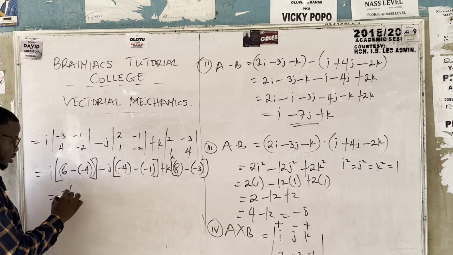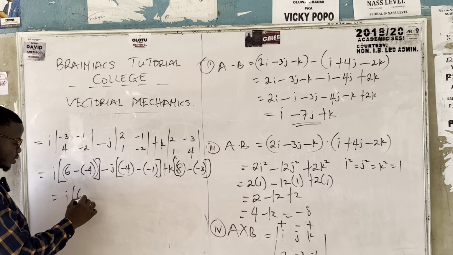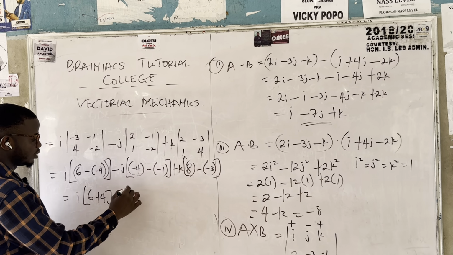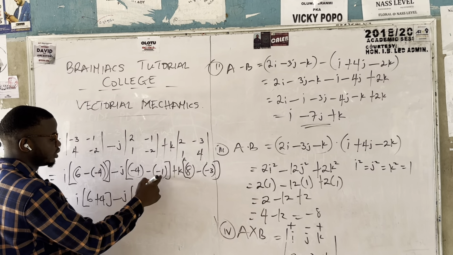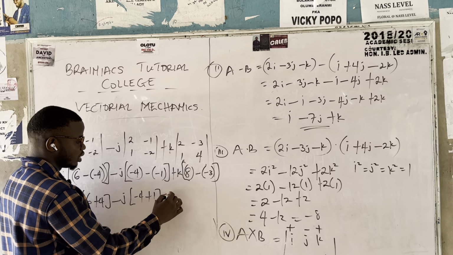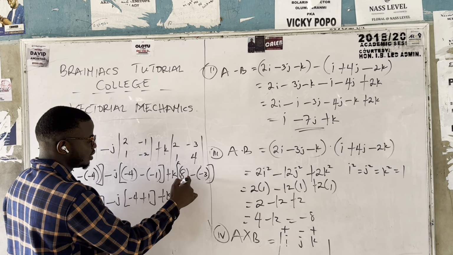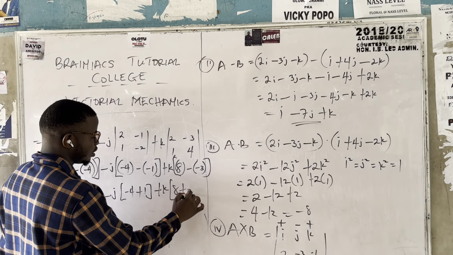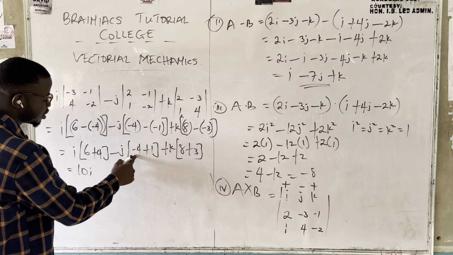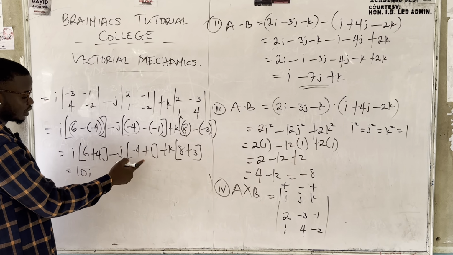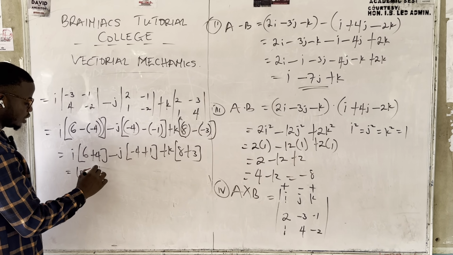So here, i is outside there. Minus times minus will give us plus. Then minus j is here. Here we have negative 4, minus times that will give us plus 1. Plus k is here. We have 8, minus times minus will give us plus 3. So now the next one will be 6 plus 4, that will give us 10 times i, that's 10i. And minus 4 plus 1 will give us negative 3 times negative j, that will give us 3j. Now here we have 8 plus 3, that's 11, times k, that's plus 11k.